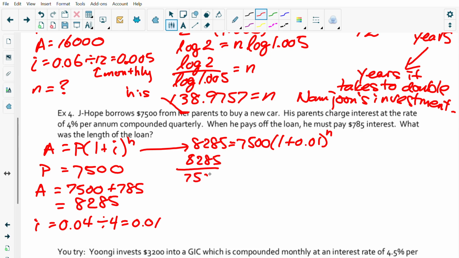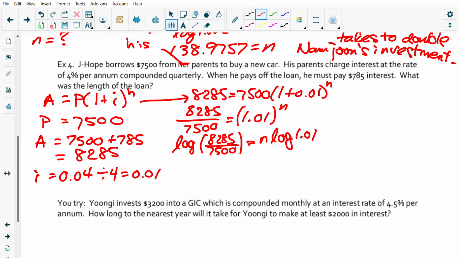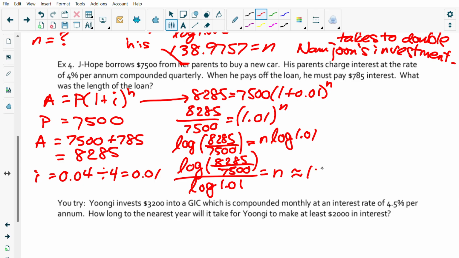This looks like a log application where I need to use log. So I'm going to isolate the n value as much as possible. So that's 1.01 to the n. Okay, I need to take the log of both sides. n log of 1.01. Okay, and then let's further isolate. Divide both sides by log of 1.01. That equals n. So let's calculate that.